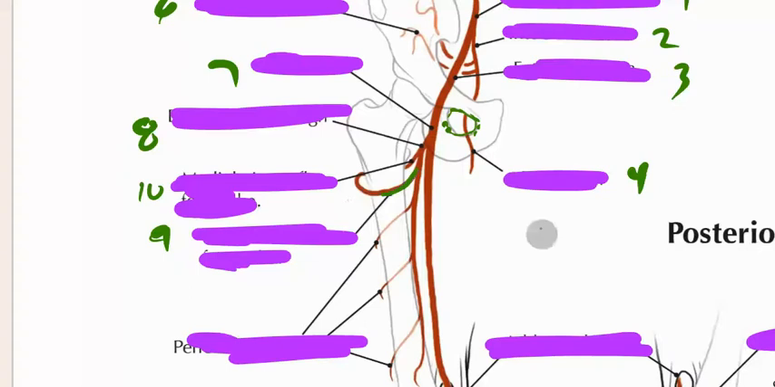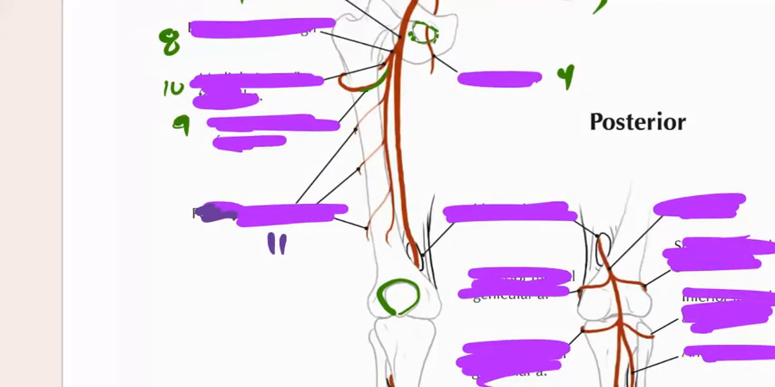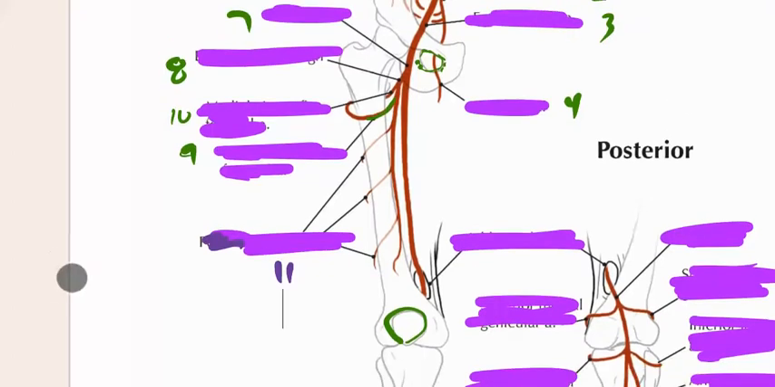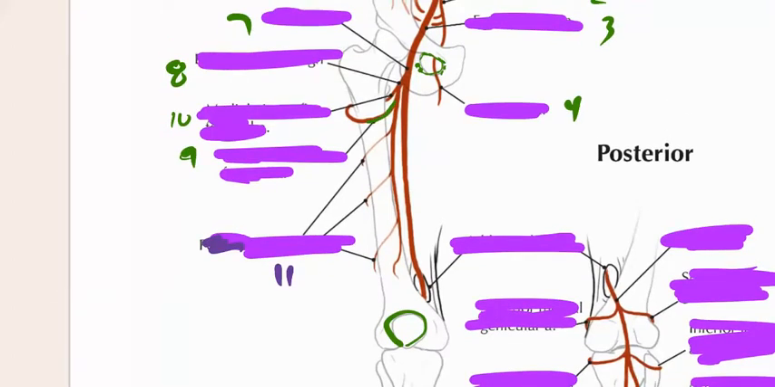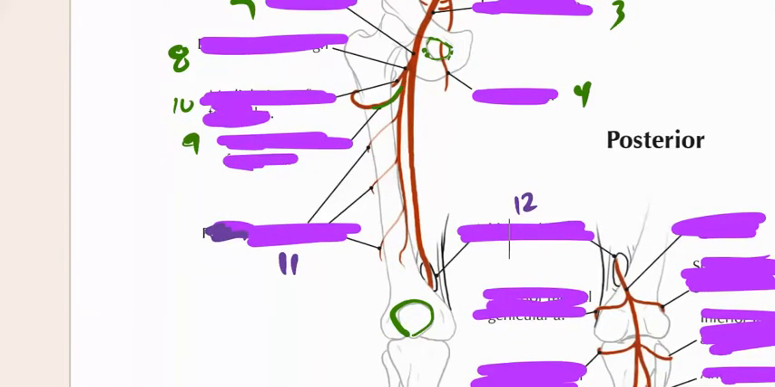Anastomosis. Okay, Brandon. An anastomosis. Perforating branches of the femoral artery. Okay. 11, right? Wait, let me see. That's what she probably put in. Okay, so what would 12 be? Pablo, do you know what 12 would be?